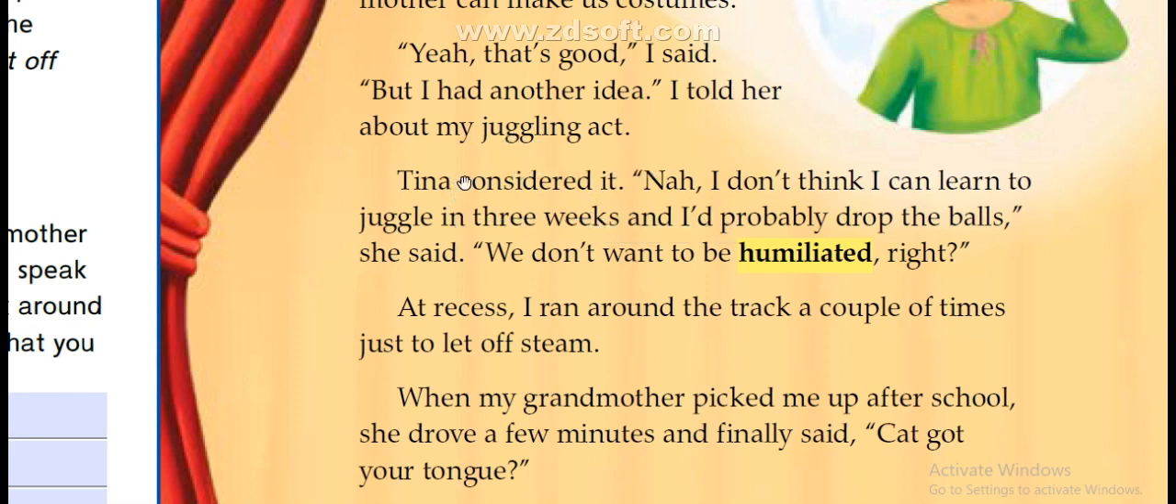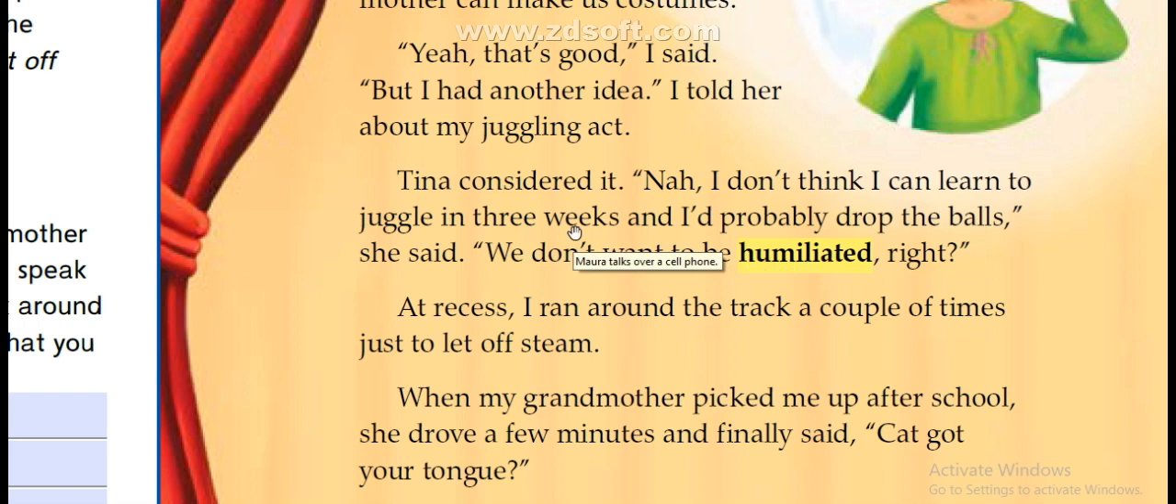Tina considered it. Tina considered it means she thought about it for a while. Nah, I don't think I can learn to juggle in 3 weeks, and I'd probably drop the balls, she said. So Tina said, no, I don't think that I can learn to juggle in 3 weeks, because juggling needs practice, right?